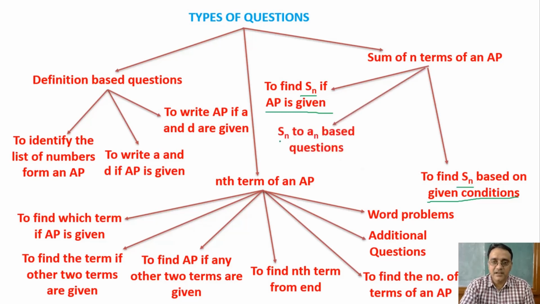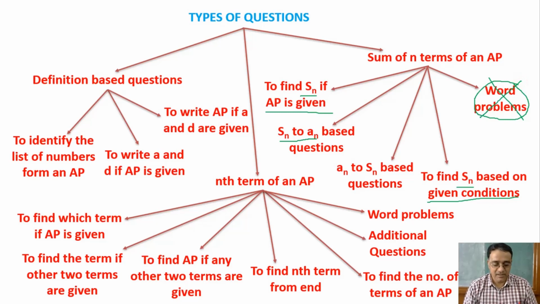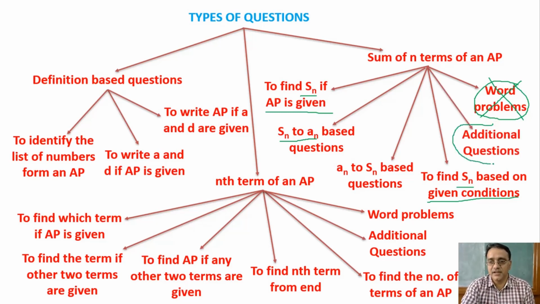Next type is Sn to An based questions, and next An to Sn based questions, and the last one is word problem. ये वाला पार्ट केवल कुछ एक दो क्वेश्चंस करके छोड़ देंगे क्योंकि ये डिलीटेड है. हालांकि क्वाड्रेटिक इक्वेशन में भी एक वर्ड प्रॉब्लम्स डिलीटेड था, बट एक सैम्पल पेपर में दिया था, तो हम लोग ऐसे रिवाइज कर लेंगे. Okay, and the last one is additional questions. एडिशनल क्वेश्चंस में किस टाइप के क्वेश्चंस आएंगे, that I will explain few questions when we will do the revision of sum of n terms of an AP.